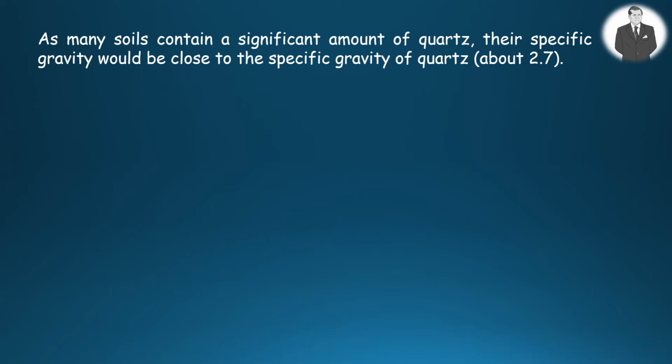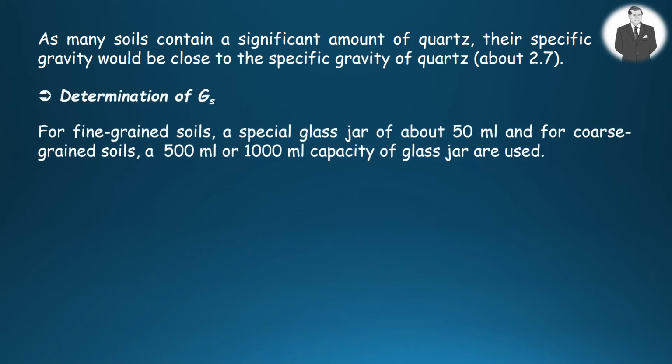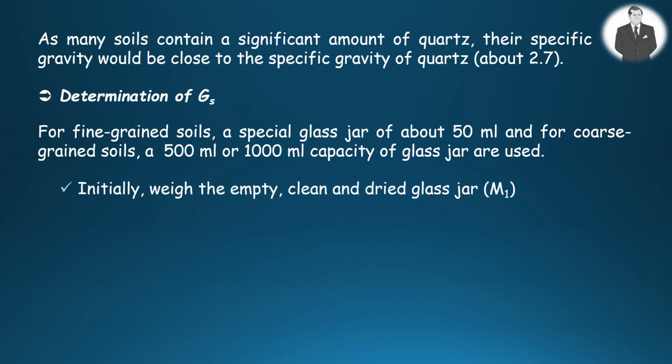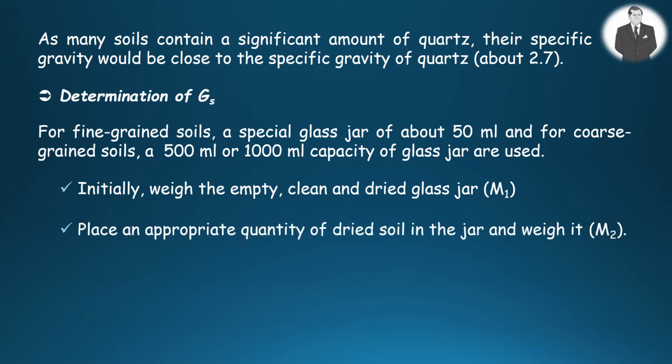For fine-grained soils, a special glass jar of about 50 milliliters, and for coarse-grained soils, a 500 milliliter or a 1000 milliliter capacity glass jar is used. Now, initially, the empty, clean and dried glass jar is weighed, and then a certain amount of dried soil is placed in the glass jar and weighed together.